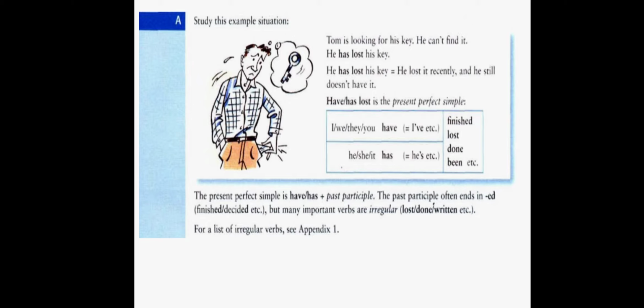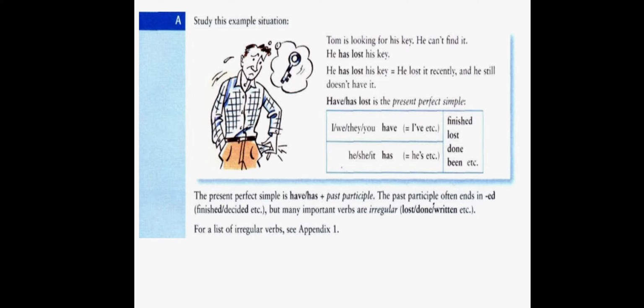He has lost his key. So we say he has lost his key because the situation is the same from the past until now. What happened in the past? He has lost his key. He has no key, and still he has no key now. He is looking for it. So the key is not with him now as well.